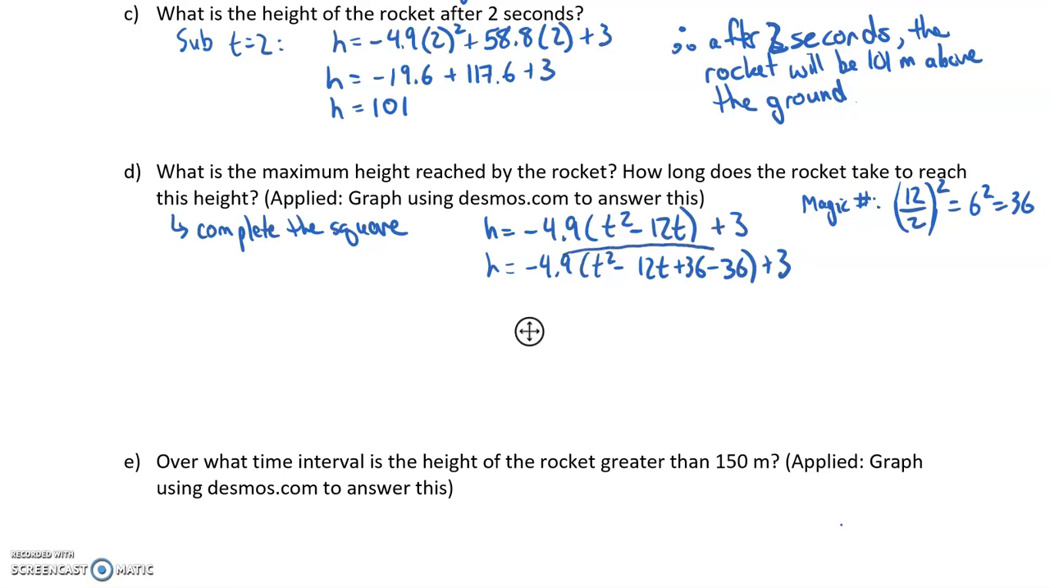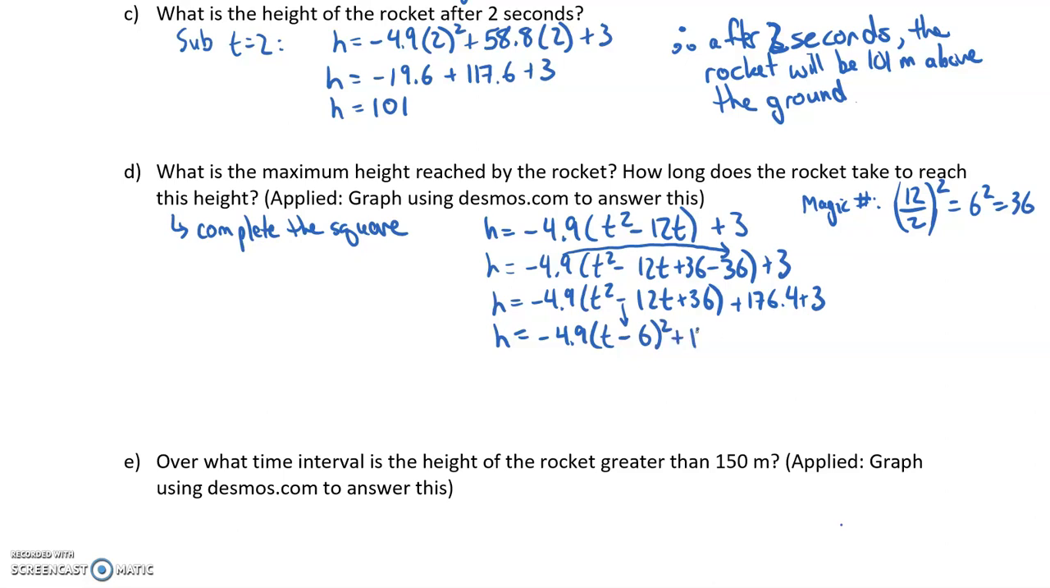Now I need to multiply the negative 4.9 times the 36. And I get the following. That gives me a number of 176.4. And then when I add it to 3, that simplifies for me. T squared minus 12t plus 36. The square root of t squared is t. The square root of 36 is 6. The sign between them is negative. So it's t minus 6 all squared plus 79.4. And so we conclude, therefore, the max height is 179.4 meters reached after 6 seconds.